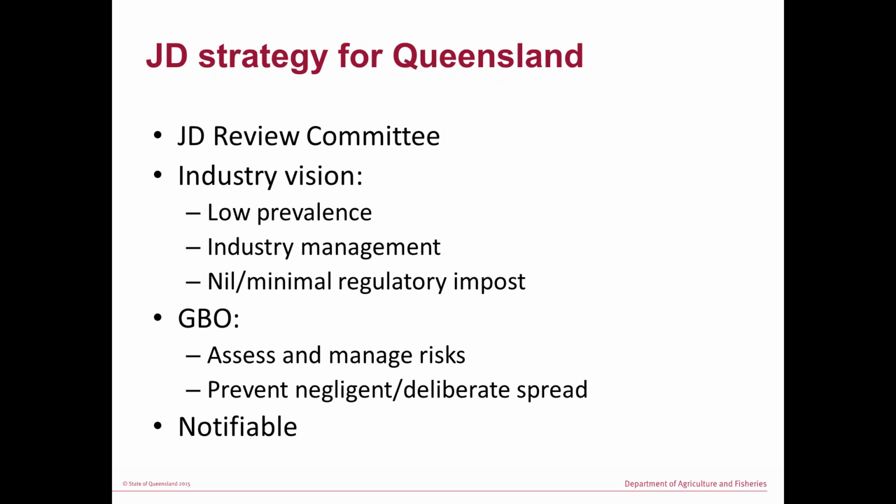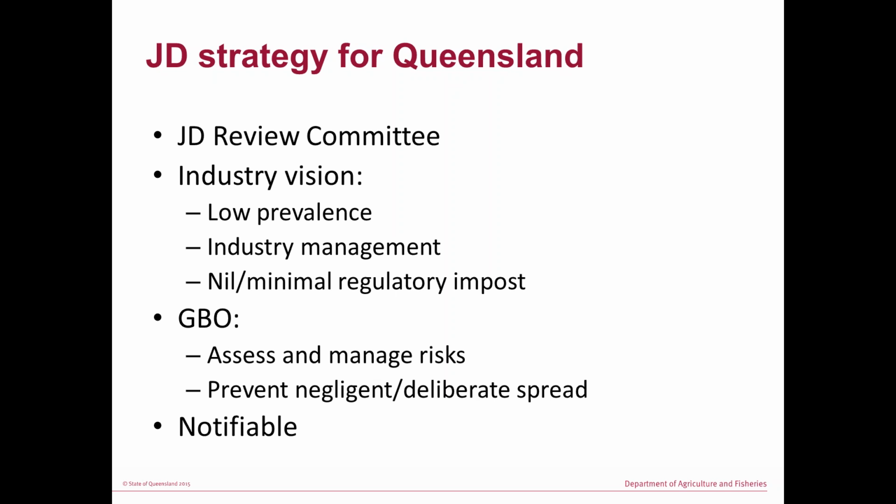We found through recent incident responses that the regulatory response to Johnes disease carries a very high burden for producers that are affected by it, and we believe that industry can manage this disease without the burden that regulation imposes. I described in part 2 the general biosecurity obligation under the new legislation. That general biosecurity obligation for Johnes disease confers upon all sheep producers in Queensland a responsibility to assess and manage Johnes disease risks and to prevent spread of disease, whether that be negligently or deliberately.